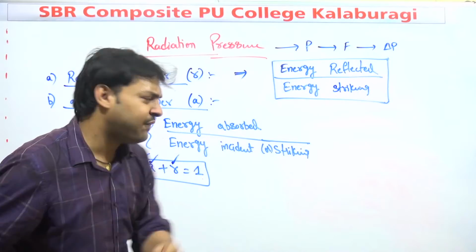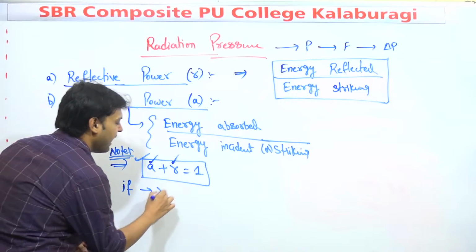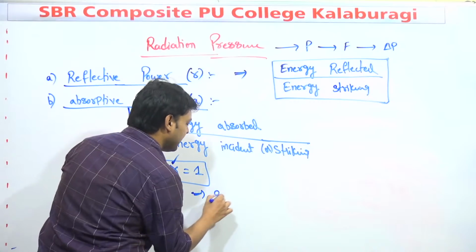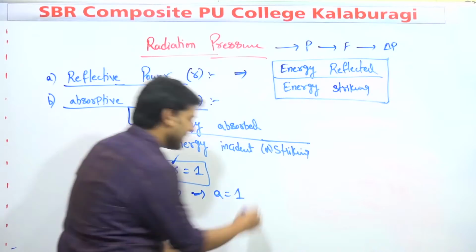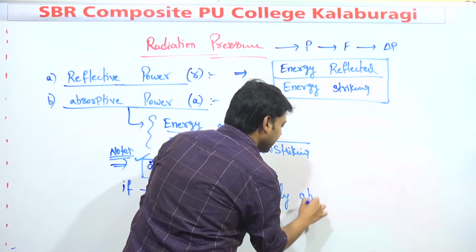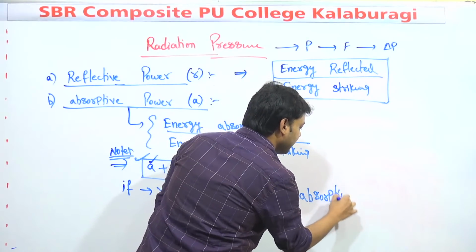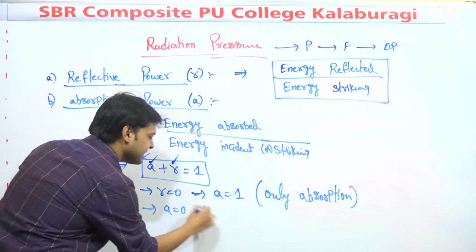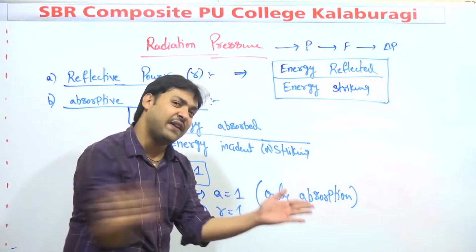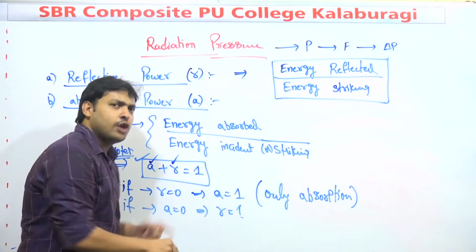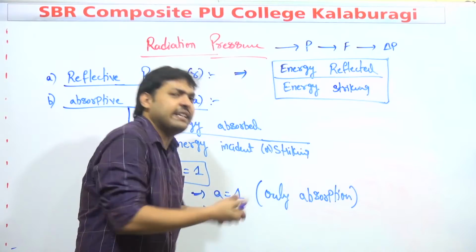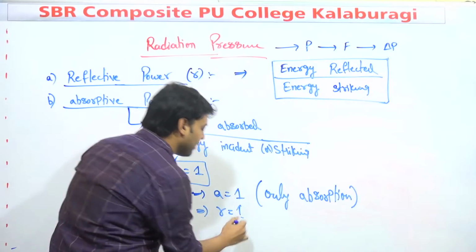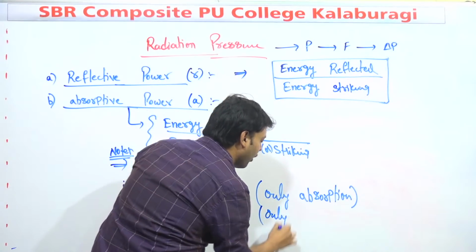Sometimes only absorption cases will be there. If R equals 0, in the sense, there is no reflection, only absorption will be there. If A equals 0, in the sense, the total energy is reflecting. If R equals 0, total energy is absorbed. If A equals 0, total energy is reflected. So R equals 1, and we can write it as only reflection.